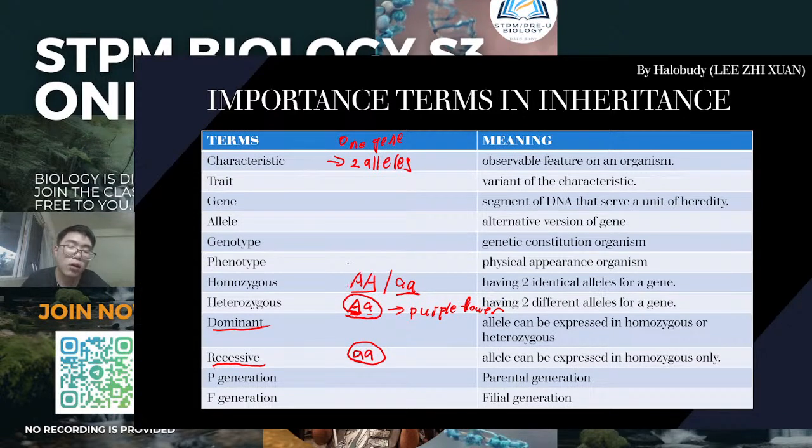This is what we call the genotype. All of these symbols are called the genotype. Only on this genotype can the recessive characteristic appear. So in this case, it will be the white flower. So the white flower will be the recessive. And then the P generation and F generation are the parental generation and filial generation.